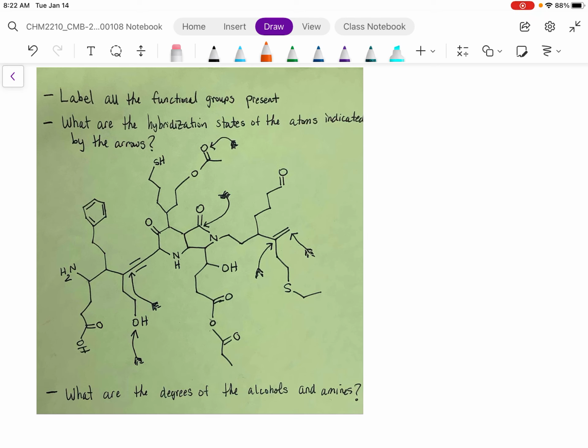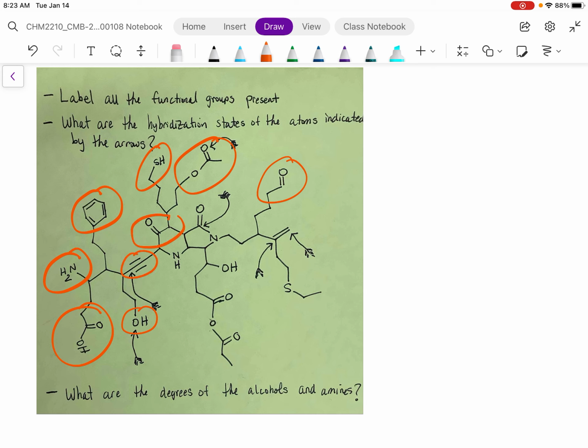So label all the functional groups. We can do that rather quick, right? So there's an aldehyde right there. There's an ester. There's a thiol. There's a benzene ring. There's an amine, a carboxylic acid, an alcohol, an alkyne.